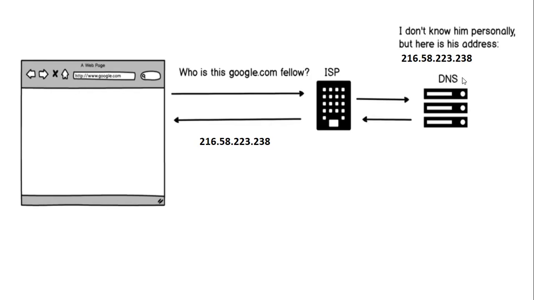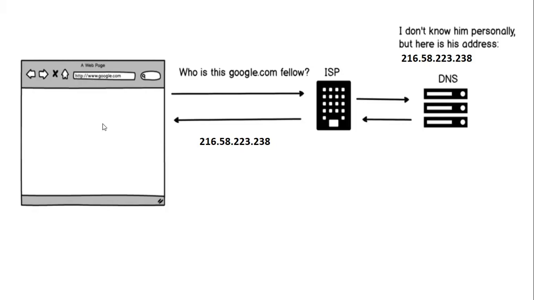So the DNS will tell you, like, I don't know who facebook.com is personally, but I actually have his address. I know where he lives. So take his address, which is the IP address. The DNS will send the IP address back to the ISP, which is your internet service provider, like MTN or Glo or Airtel. Then the ISP will send it back to your browser, like, okay, this is what I got from the DNS. So this might be useful to you.